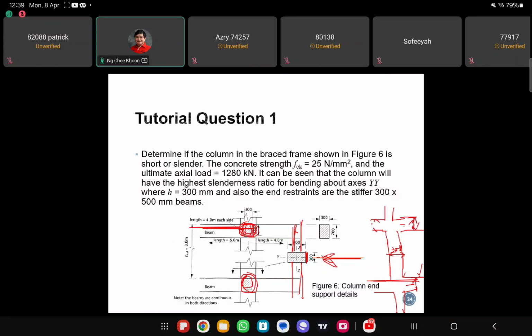And then the actual height of the column you can measure from here to here. Or you can measure from the mid height of the beam also. So they are the same thing. They are all 3 meters, right? So the clear height of the column is this value here. So this will be 3 meter minus of 500.